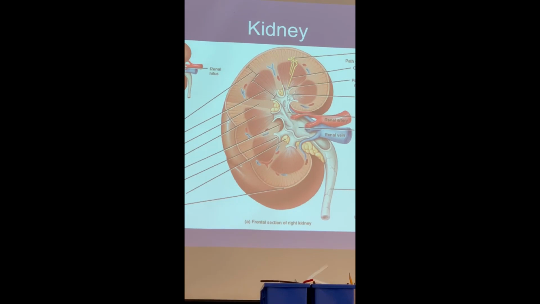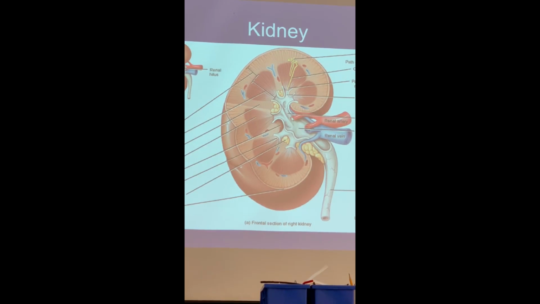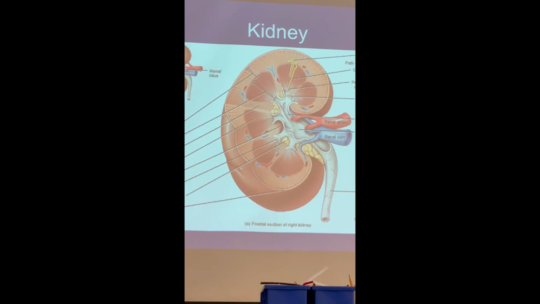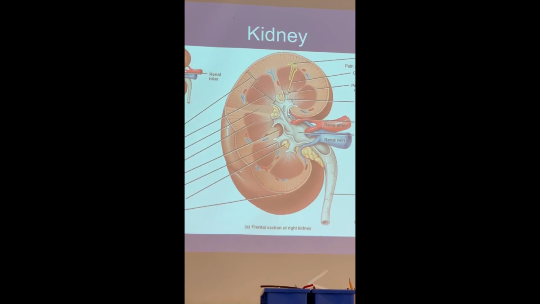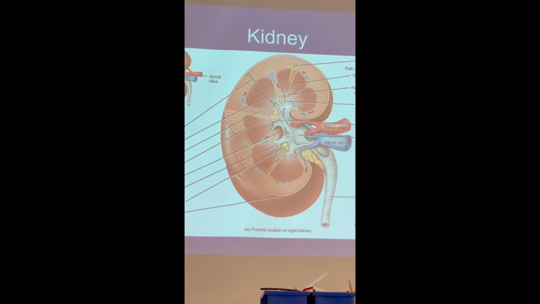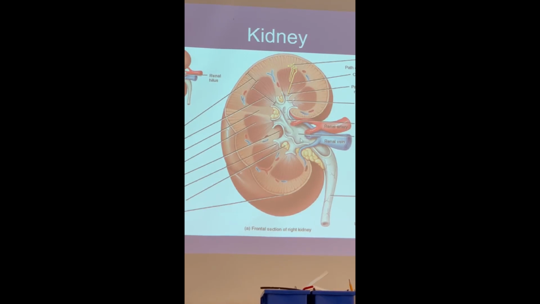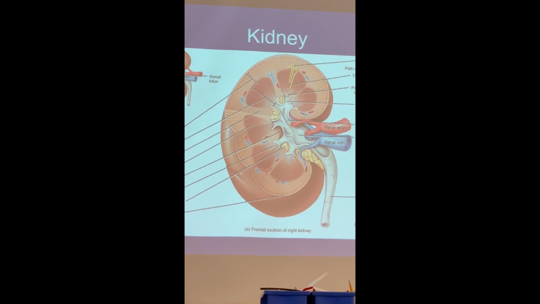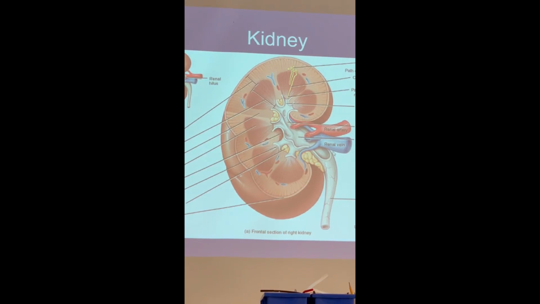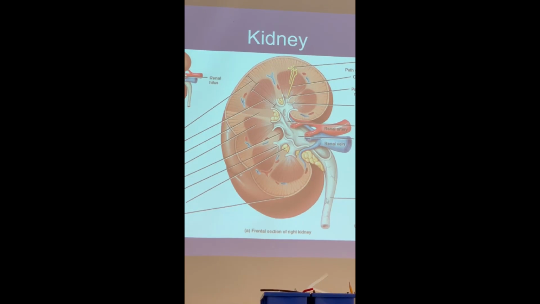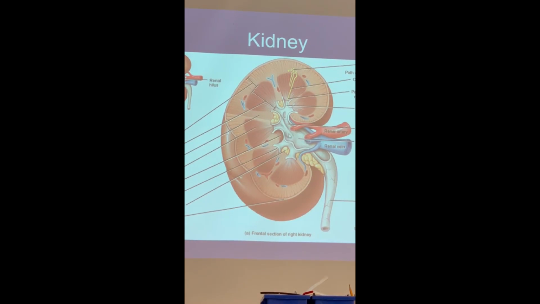Several of these minor calyces will come together to make what is known as a major calyx, sort of the common collecting point for several of them. And then they finally drain into the larger portion of the renal pelvis itself, which we note exits the kidney at the hilum and then tapers and becomes the ureter. So we have all these urine collecting structures that taper and become the ureter.